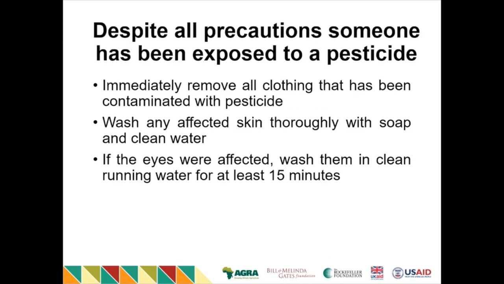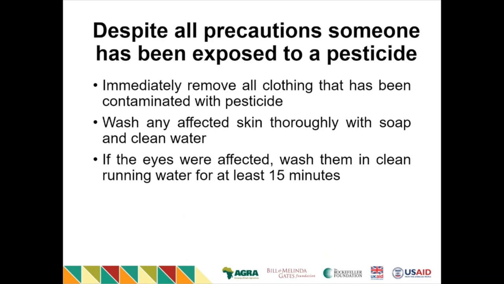And despite all the precautions that we've discussed, for example in Module 1, it is possible that people will always get exposed to a pesticide. What do we do in that case? And this is something one has to be very strict about with farmers and people using pesticides. One must immediately remove all clothing that has been contaminated with the pesticide. You then wash any of the affected skin area thoroughly with soap and clean water.